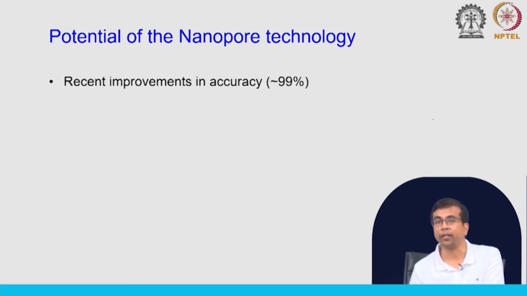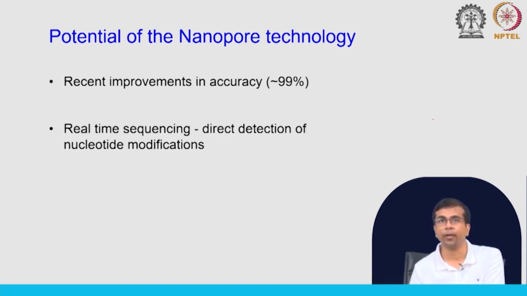We have seen recent improvements in accuracy, and it has actually reached about 99%, and hopefully it will go even further now. It is real time sequencing, and we can do direct detection of nucleotide modifications. We will talk about this in much more detail because of the real time nature of the signal, and we are also detecting signal from single molecules.